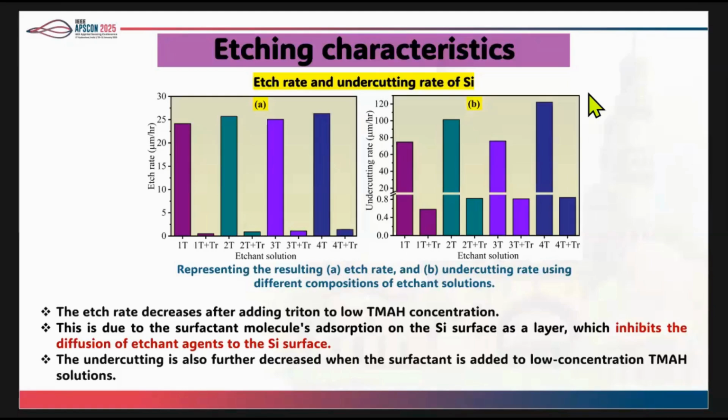This happens because the surfactant is adsorbed and forms a layer on the silicon surface, which acts as a barrier layer and prohibits the reactive molecules of the etchant from reacting with the silicon surface. At the same time, for undercutting, at the convex corner the Triton forms a barrier layer, which again stops that etching.